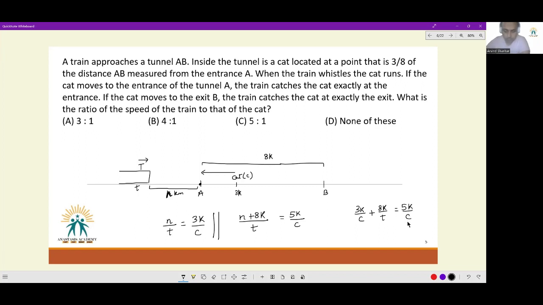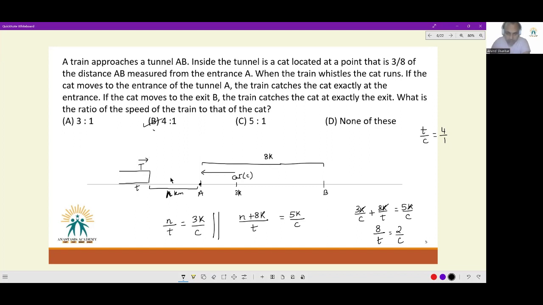The wonderful thing is I can quickly get rid of all the k's. This k and this k and this k is gone. This 3 by c comes over to the right hand side. I have 8 by t equal to 2 by c, where t and c are speeds of the train and the cat. T by c is going to be 4 by 1, or the answer to the question is option 1. Now, logically, see what is happening.